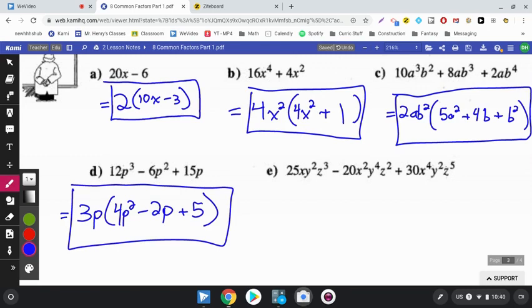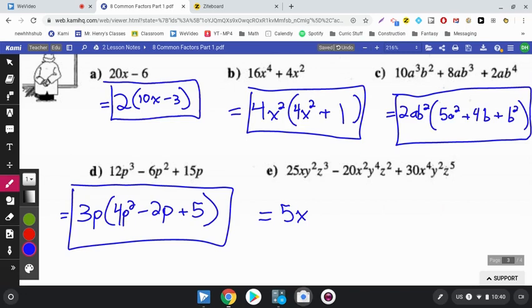Okay, final one. Oof, looks like a doozy. That will be all right. We'll go term by term. Find my GCF first. Between 25, 20, and 30, those are all divisible by 5. Now I look at the x's. The lowest degree of x I have is just x to the 1. So they all at least contain an x to the 1.